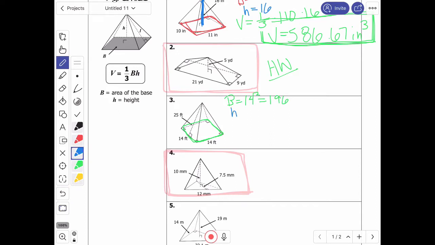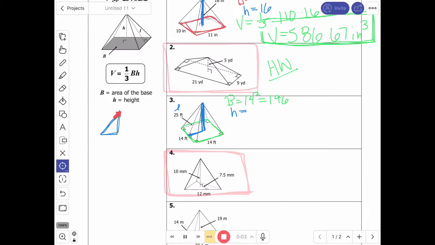Okay, so my height is not actually given to me. What's given to me is my slant height. So since I have my slant height, I need to think about how I could figure out the actual height of this pyramid. So I'm going to draw this triangle over here. Your slant height is always going to be the hypotenuse. So this dotted line is my hypotenuse in this triangle. So that's going to be 25.